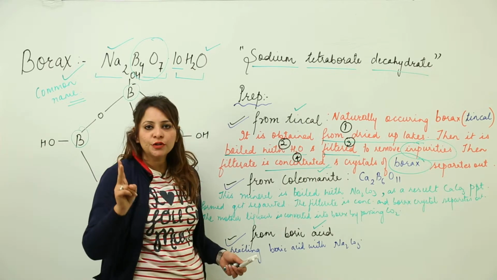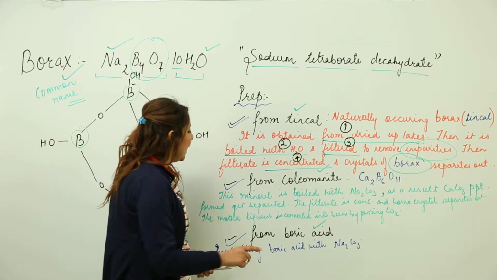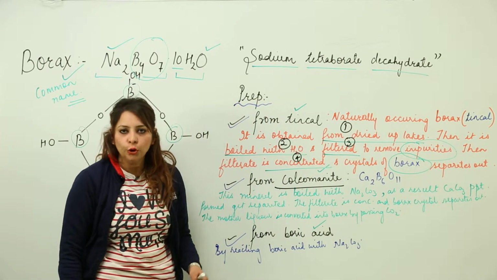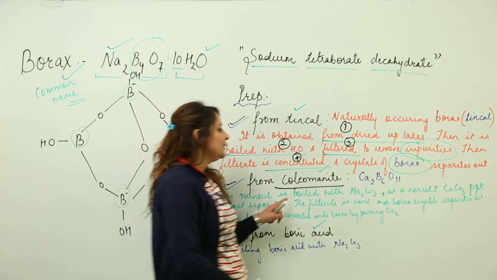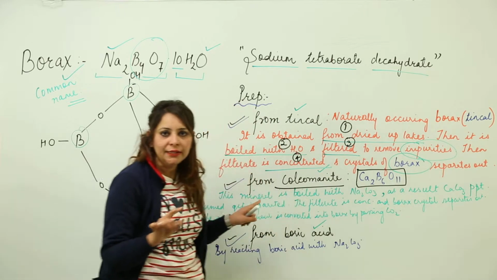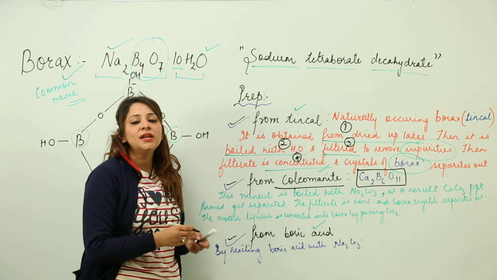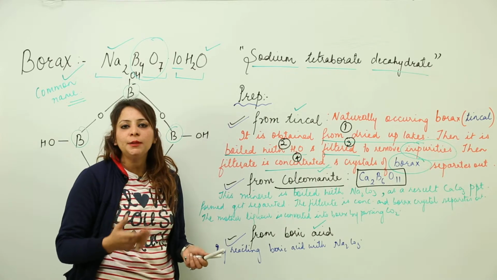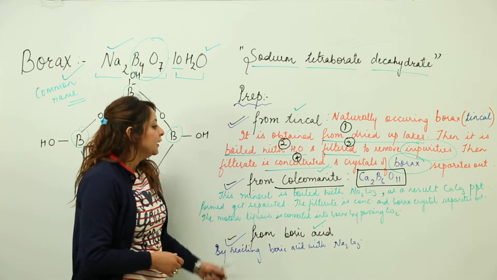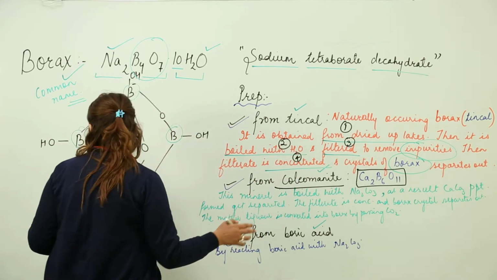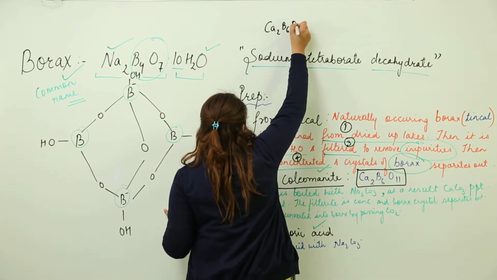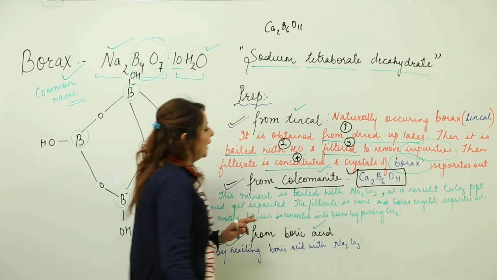The second method to prepare borax is from the mineral colemanite. And what is the formula for colemanite? It is Ca2B6O11. Now we will see how we can obtain borax by using this mineral. I will write the reactions involved here. Ca2B6O11, this is the colemanite mineral.